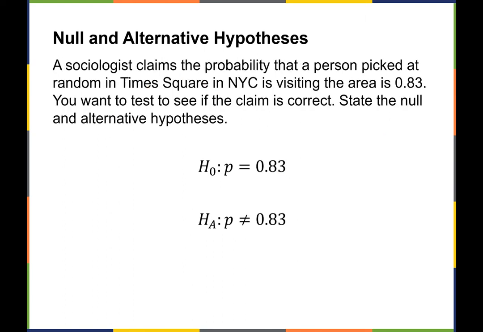One more, and then you guys can try some. A sociologist claims the probability that a person picked at random in Times Square in New York City is visiting the area is 0.83. You want to test to see if this claim is correct. State the null and alternative hypotheses. All right, so the statement is that the probability that a person picked at random, so this is a proportion, is equal to 0.83. And remember, we have equals. So that's going to be our null hypothesis. The population proportion, P, is equal to 0.83. So the alternative hypothesis will be that P is not 0.83.